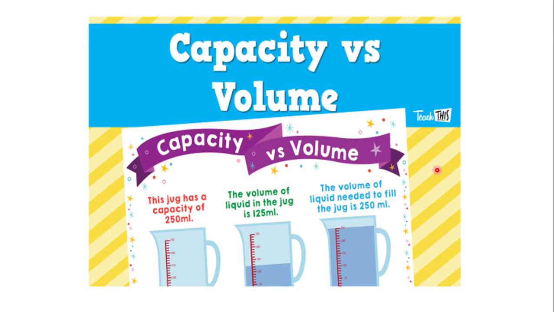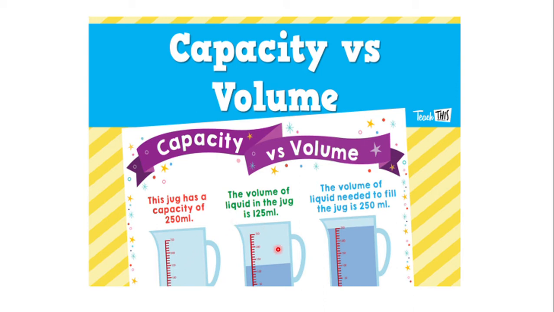Now we will learn to use these two terms which we often get wrong. One is the capacity, the other one is the volume. Suppose I consider this jug has a capacity of 250 ml. What do I actually refer to? This jug is designed to hold a maximum capacity of 250 ml.